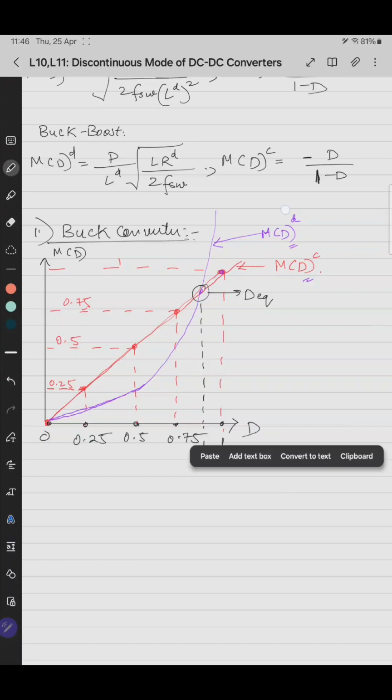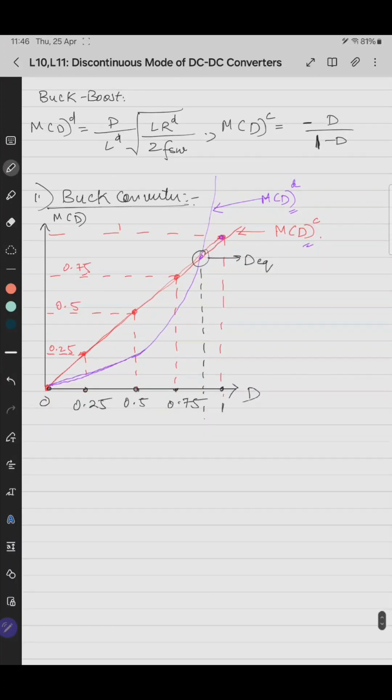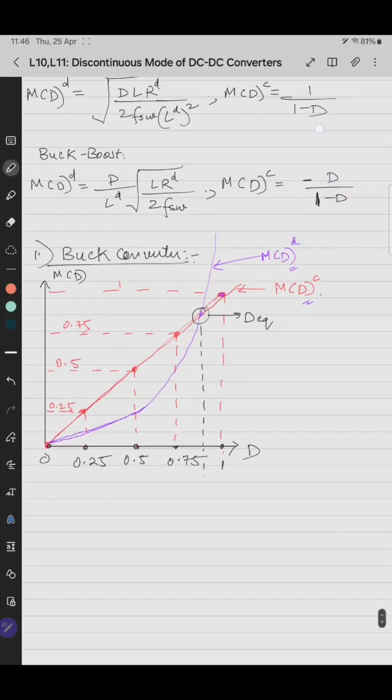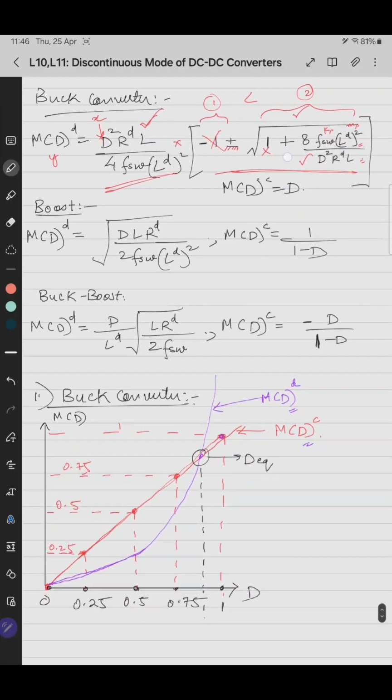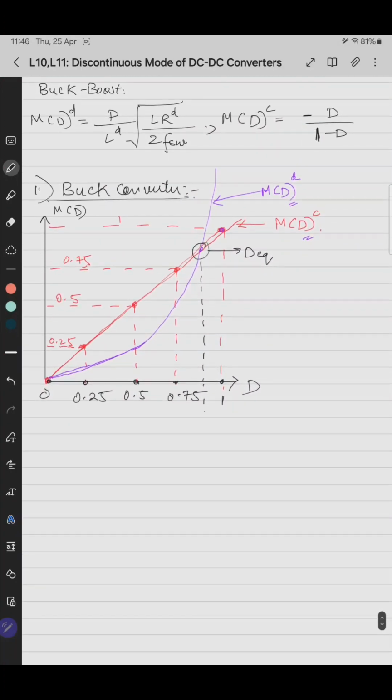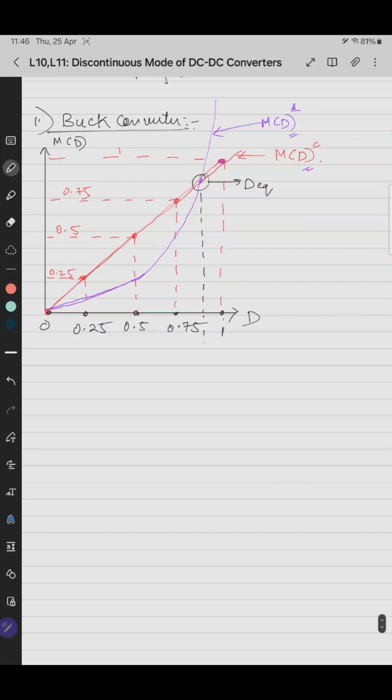So we can find D equal, where M of D will equate M of D equals to M of C, and we'll find the D. What is the D in that case? So that analysis you can do. That is some complex analysis, but you can simplify and do it. So quickly, if we do for boost converter, so what it will be?